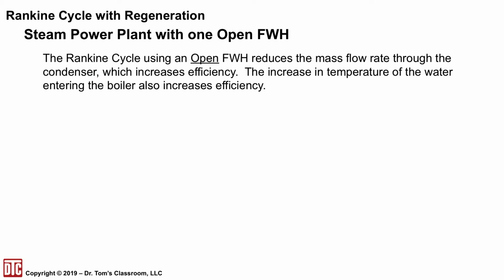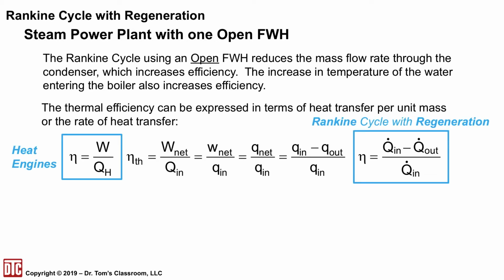Okay, the Rankine cycle using an open feed water heater reduces the mass flow rate through the condenser, which increases the efficiency. There's less to condense, and the increase in temperature of the water entering the boiler also increases the efficiency of the boiler. Of course, it doesn't come at zero expense, so there are some economics that have to go into this, but it has proven to be very useful.